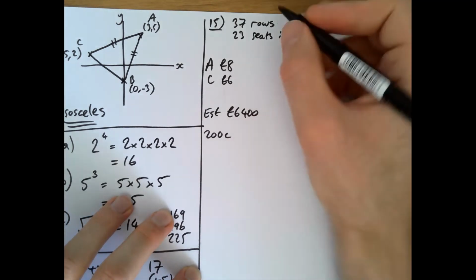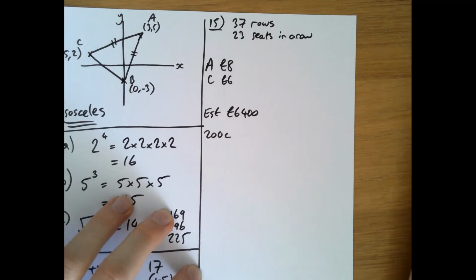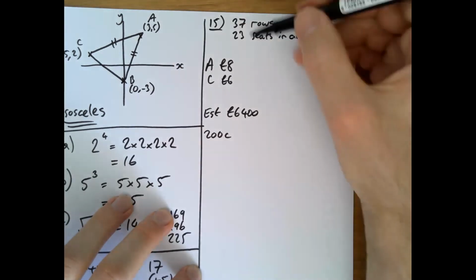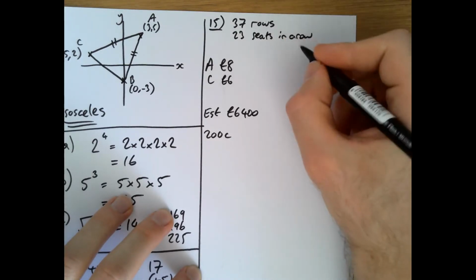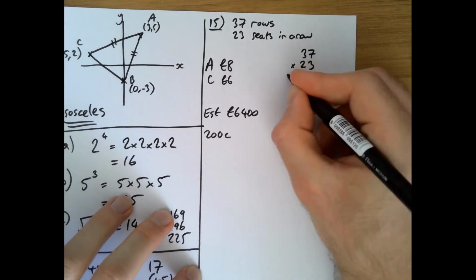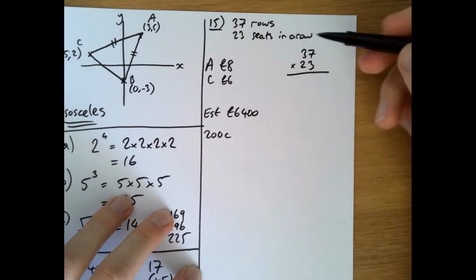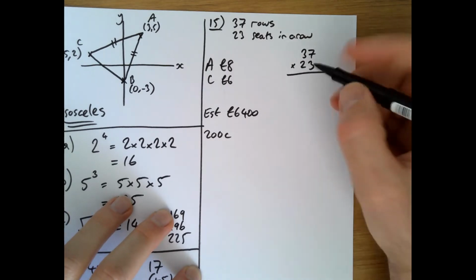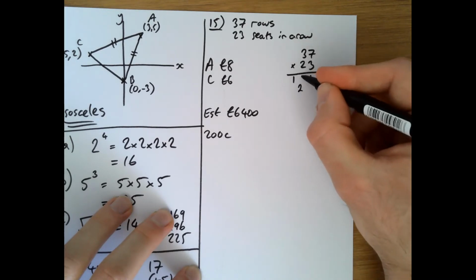So break it down. When you've got a question like this, rather than just go, oh, it's 6 marks, I'm just going to move on, no, break it down. There's 37 rows and there's 23 seats in each row. So you want to do 37 multiplied by 23 to work out how many seats there are. So we've got column multiplication. 3 times 7 is 21. 3 times 3 is 9. Add the 2 is 11.